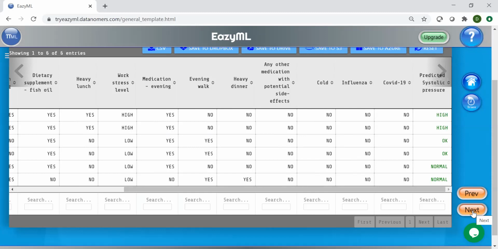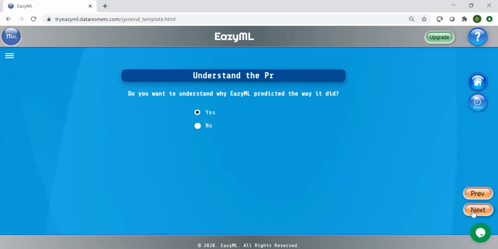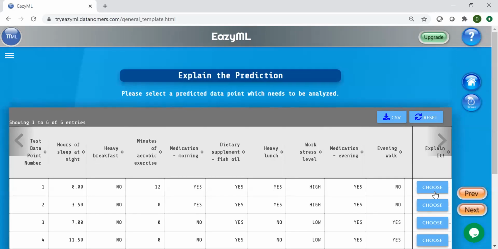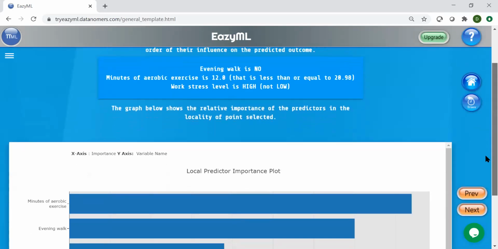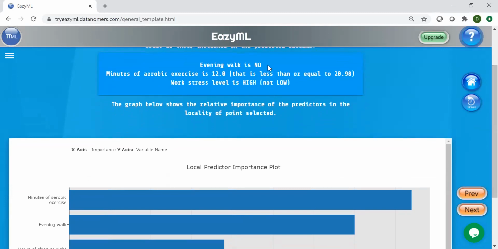Now comes the insight, specific to you. Let's go find out why the machine thinks that. So here, I'm choosing the first one, the one that we just looked at, and it tells you the reason why. It says, well, you did not walk in the evening just before you take your blood pressure. You did not go out for long walks. And your aerobic exercise, you ran on the treadmill for only 12 minutes, which is less than or equal to about 20 minutes. And your work stress level was high.